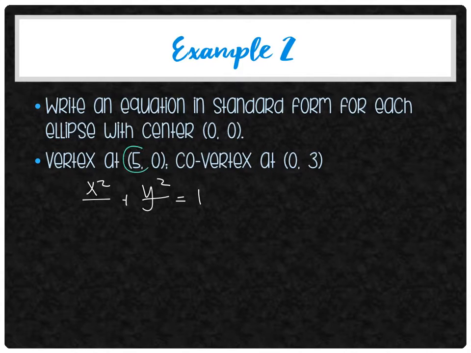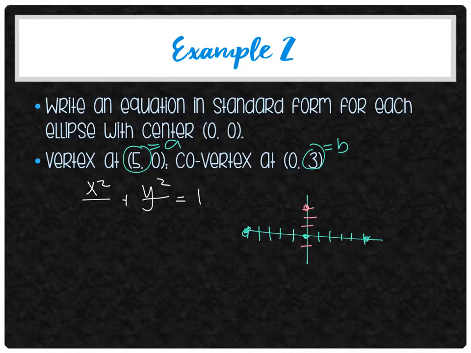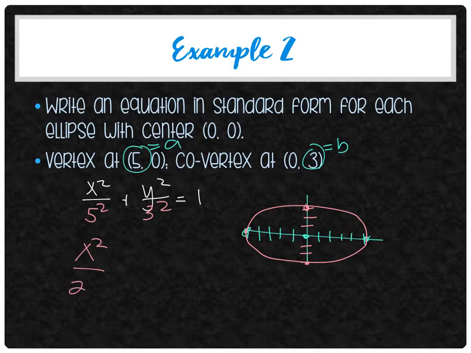A is 5. It's going to be the larger of the two. So this is a and this is b. Now I just got to figure out, is this a horizontal or a vertical? If my vertex is at 5, 0, 1, 2, 3, 4, 5, negative 5, 0, already I can tell that if that's my A, this should be what kind of ellipse? Horizontal, which means which one gets the A? The x, good. So this would be 5 squared, and this would be 3 squared, or x squared over 25 plus y squared over 9 equals 1.